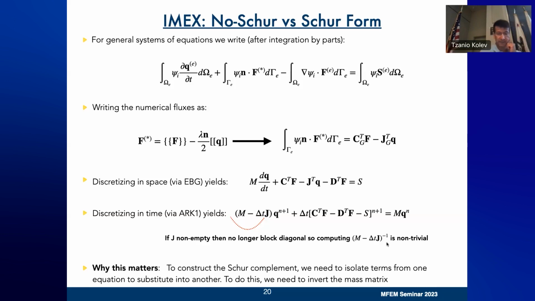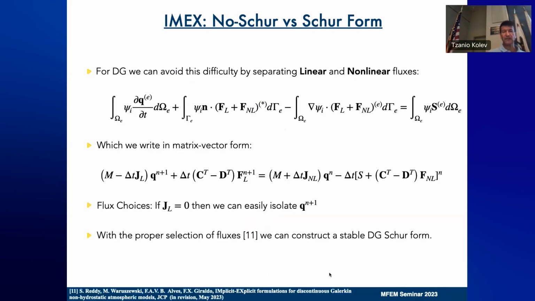And that's the problem. So why this matters: to construct the Schur complement, we need to isolate terms from one equation to substitute into another, and we need the mass matrix to be invertible, and easily invertible, I should say.